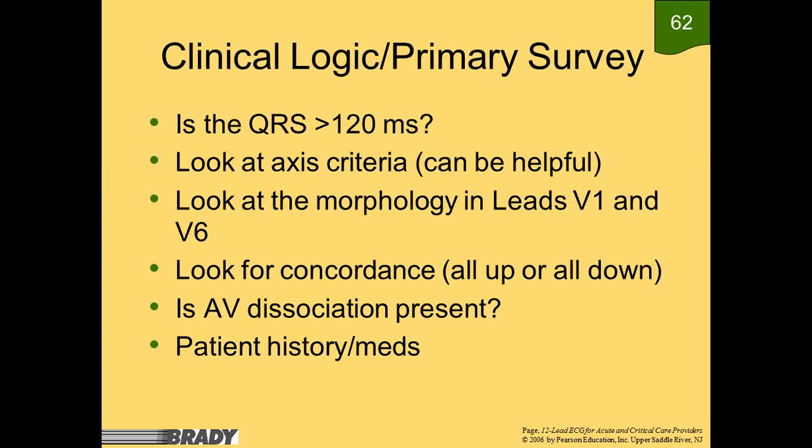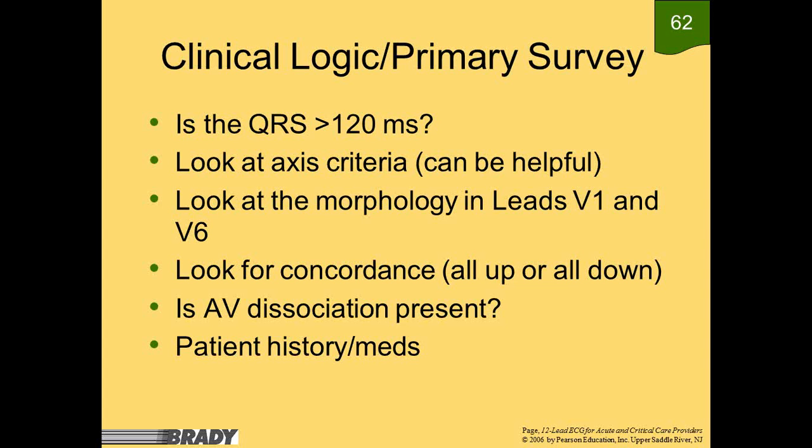Okay, so things that we're looking for. Is the QRS wider than 0.12 seconds or 120 milliseconds? That goes right back to our very basic EKG rules. QRS should be less than 0.12 seconds. So we have to look at that. We look at the axis criteria, that axis deviation, because that can be helpful. We're going to look at the morphology or how the waves are shaped in leads V1 and V6. Those are big key indicator leads.